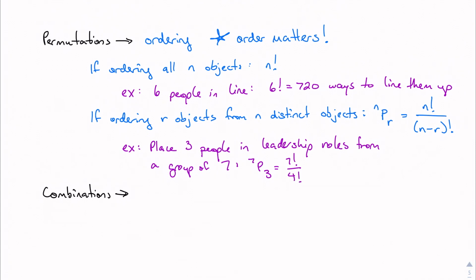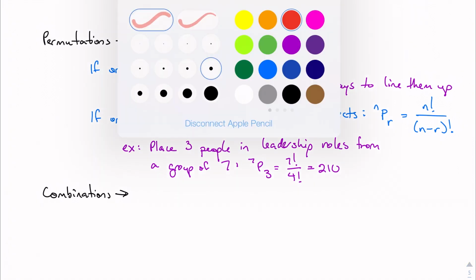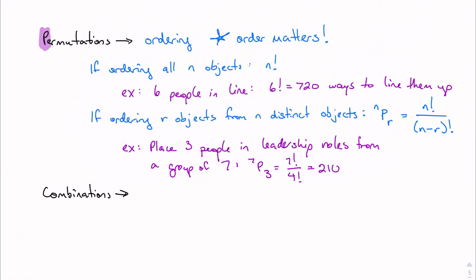Right, 7 minus 3 is 4. So if I put that in, I can either do it out longhand, or fortunately our calculator can do it for us. And I get 210 ways I could do that. So the way I remember it is for permutations, I remember P for place or position, right? The position or place that I put you in actually matters.